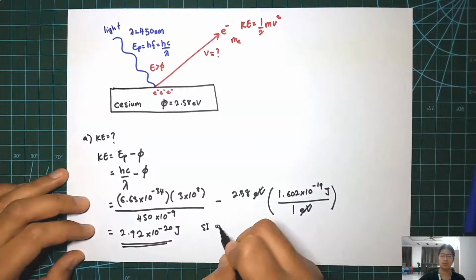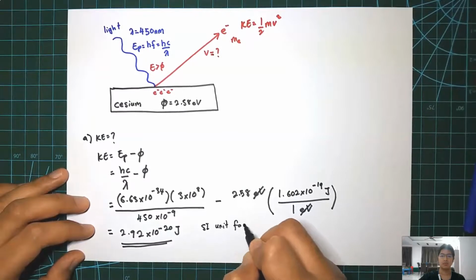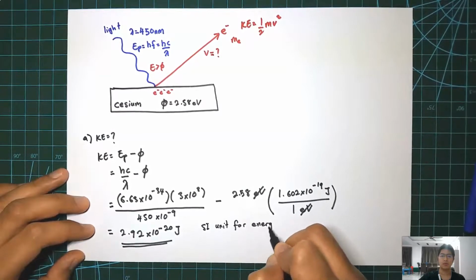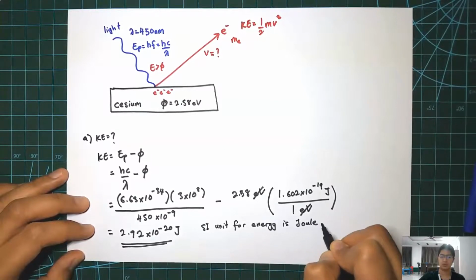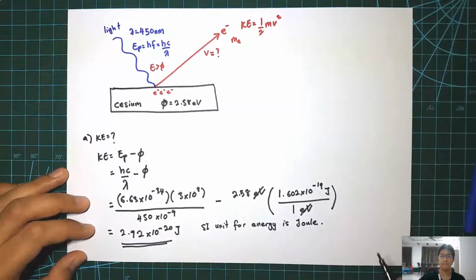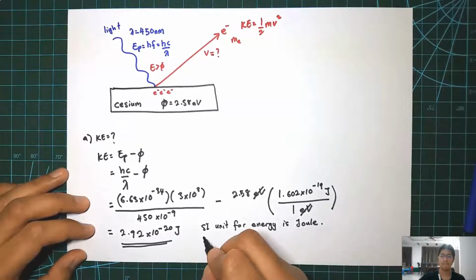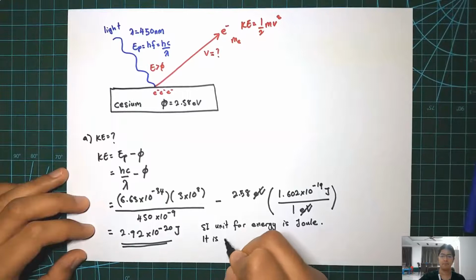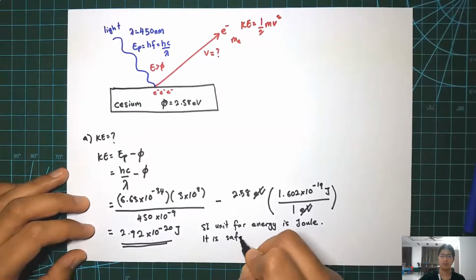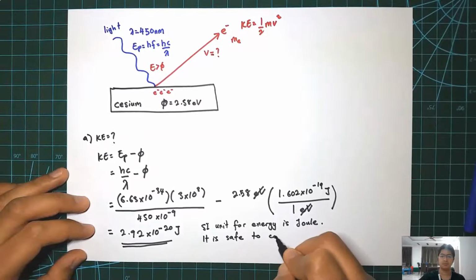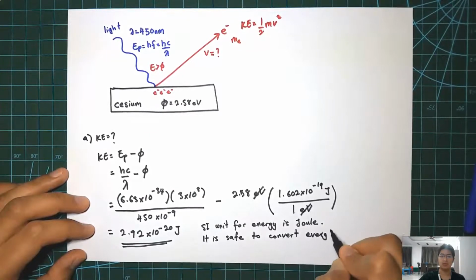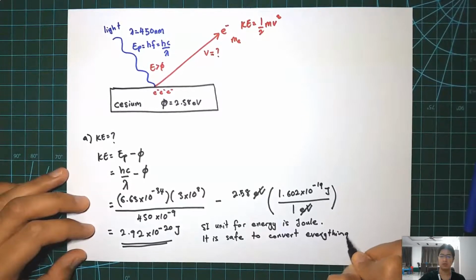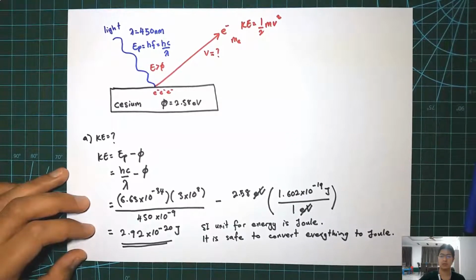So I have made a note here. The SI unit for energy is joule, so it is safe to convert everything to joule before you do the calculation.